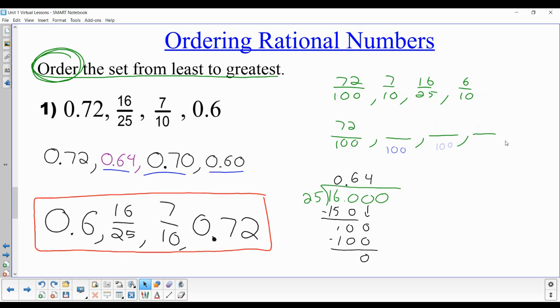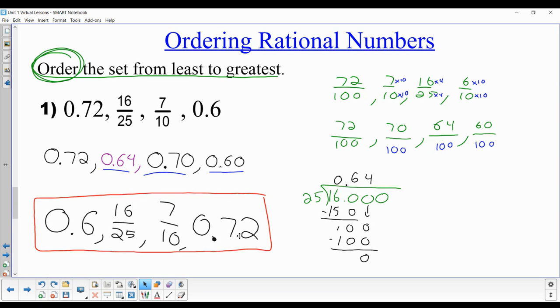And I then need to find my new numerators to go with those denominators. So 10 times 10 is 100, 7 times 10 is 70. 25 times 4 is 100, so 16 times 4 is 64. And 10 times 10 is 100, so 6 times 10 is 60. And once they have the same common denominator, I can then do what I did before. Take the numbers, 60 is the smallest, it goes first. 64 is next, it goes second. 70 is third, it goes third. And 72 is the largest, so it goes last.